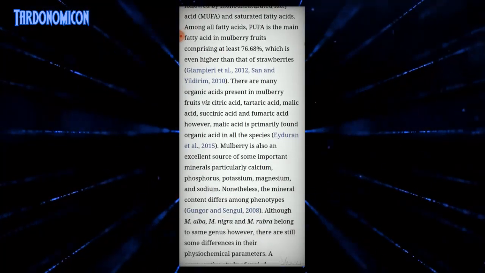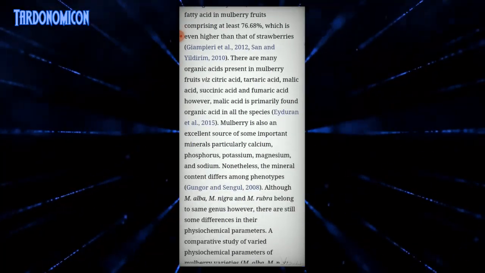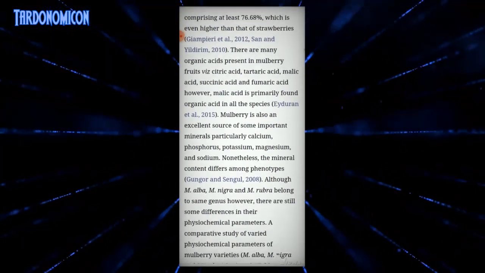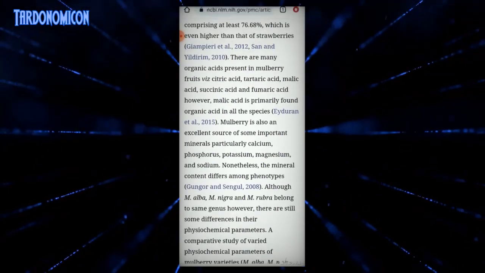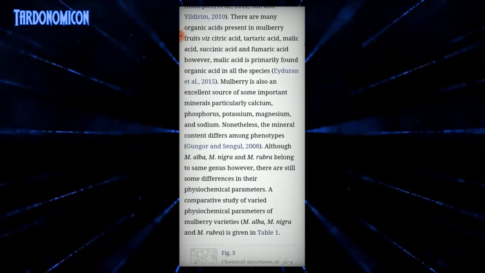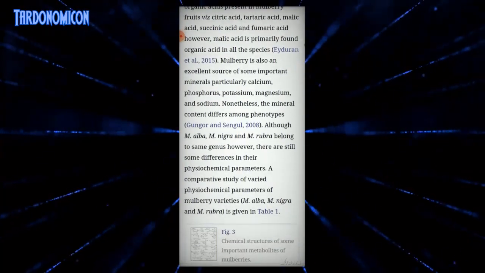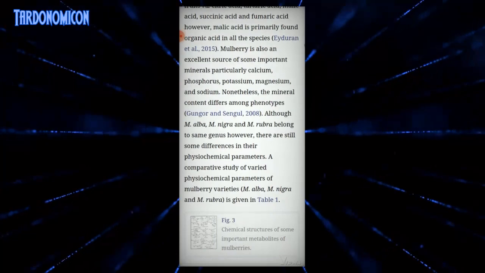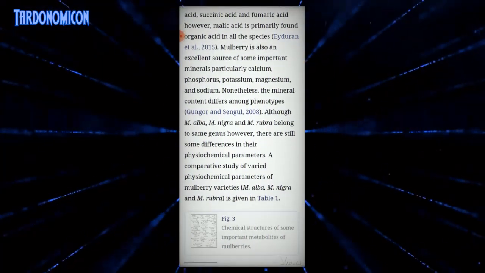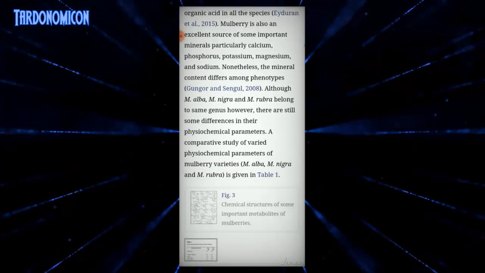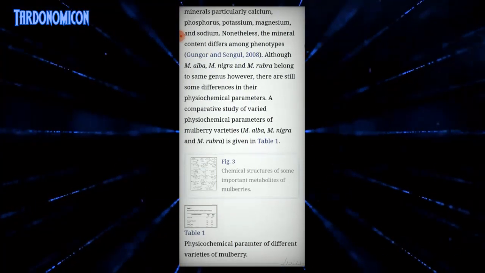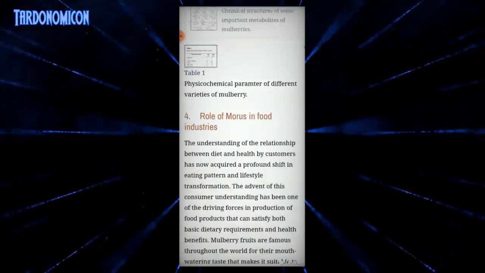There are many organic acids present in mulberry, such as citric acid, tartaric acid, malic acid, succinic acid, fumaric acid. However, malic acid is primarily found organic acid in all species. Mulberry is also an excellent source of some important minerals, including calcium, phosphorus, potassium, magnesium, and sodium. Nonetheless, the mineral content differs among phenotypes, meaning different types of the mulberry there.